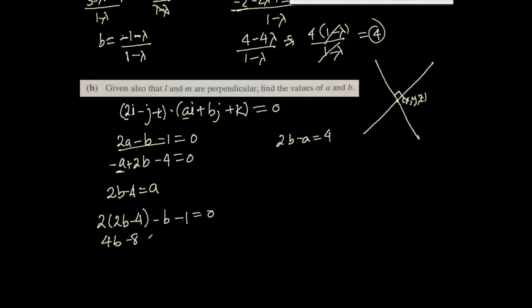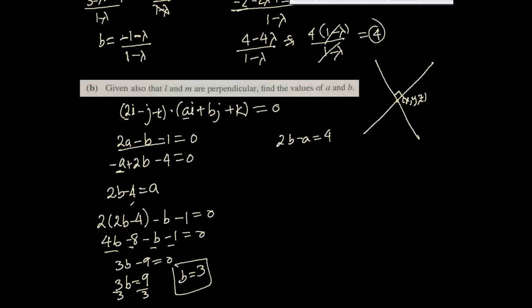4b minus 8 minus b minus 1 equal to 0. 4b minus b is 3b. Minus 8 minus 1 is minus 9, equal to 0. 3b is 9. Divide both sides by 3. So we get b equal to 3. And to find a, we can use this one. a is 2b minus 4. 2 times 3 is 6, minus 4 is 2. So we got a equal to 2.